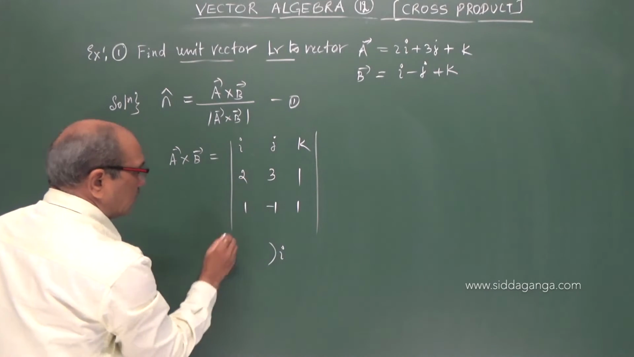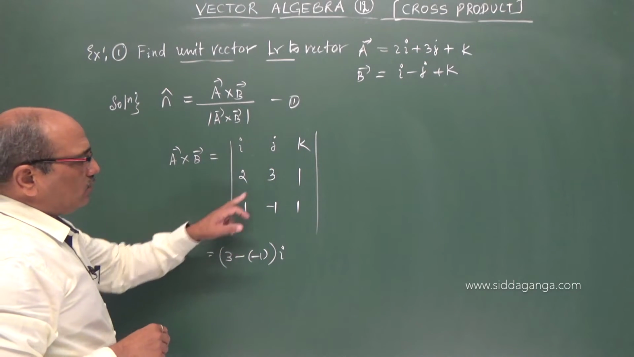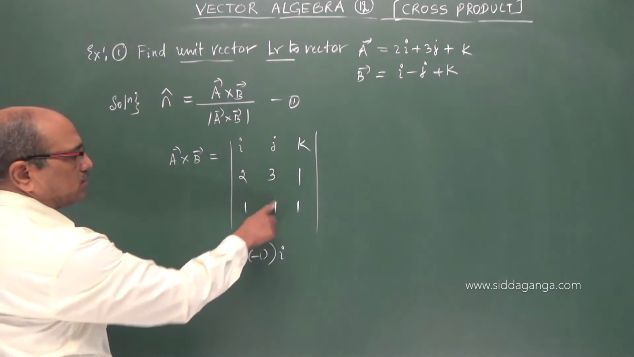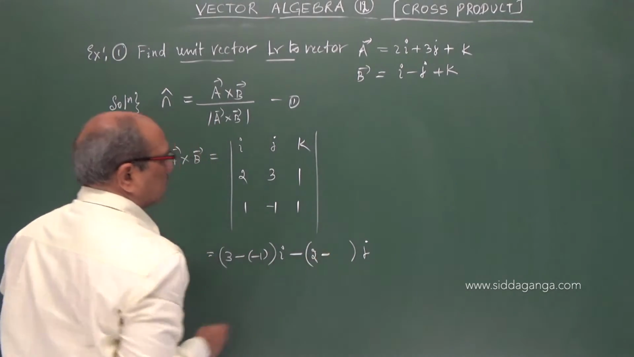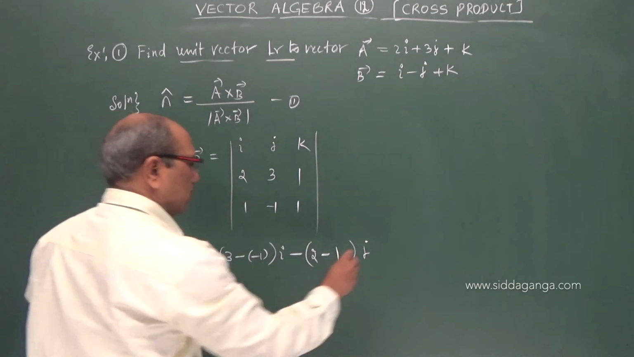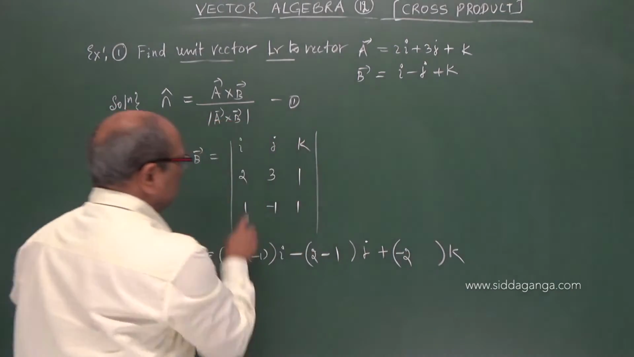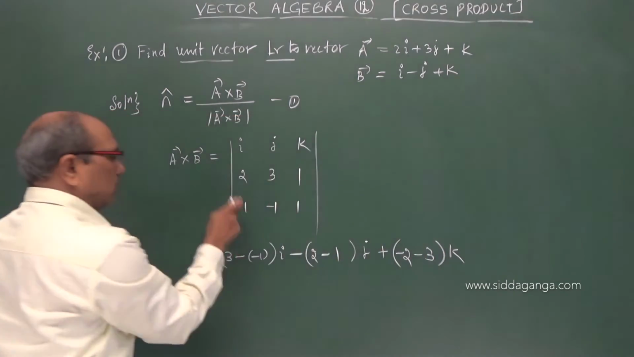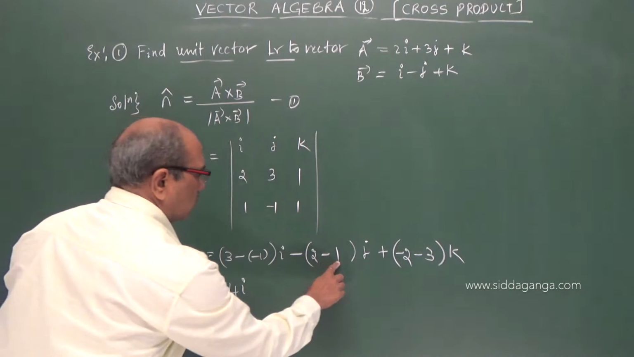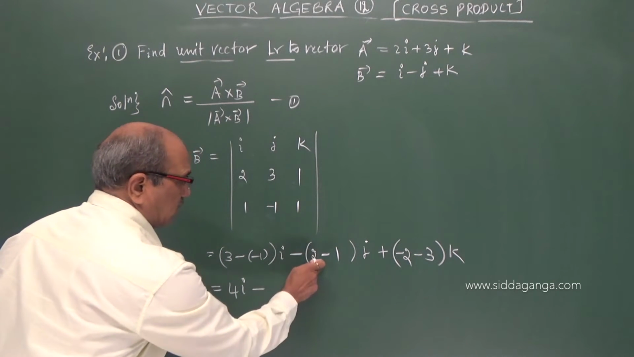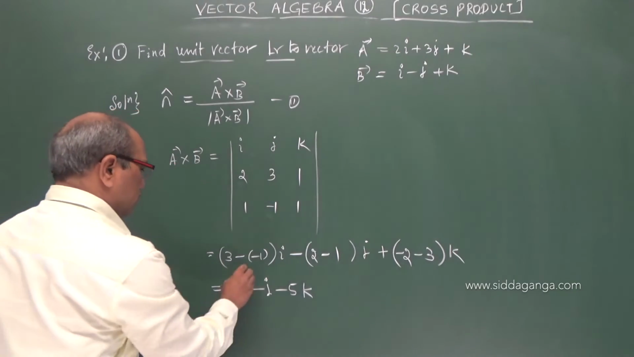For the i column, leave it, 3 into 1 is 3, minus 1 into minus 1, I think you have followed. Then minus j: leave this, 2 into 1 is 2, minus 1 into 1 is 1. Plus k: leave that, 2 into minus 1 is minus 2, minus 3 into 1, 3. So a cross b becomes 3 plus 1, 4i, minus j, minus 5k. I think you have followed, you got this answer.